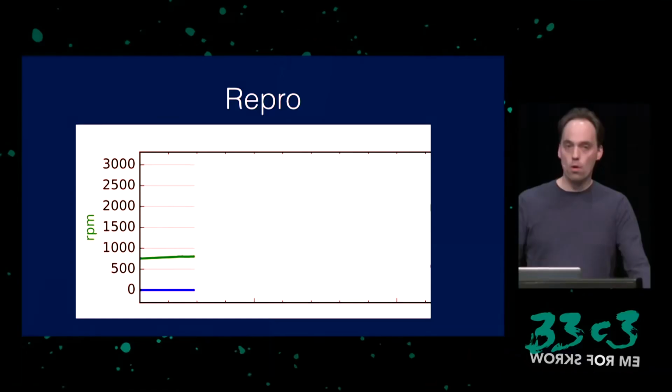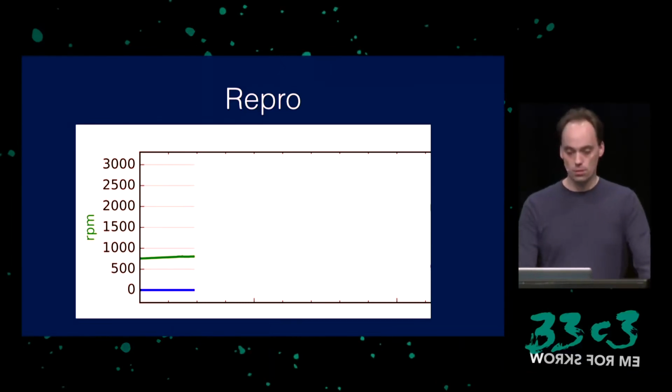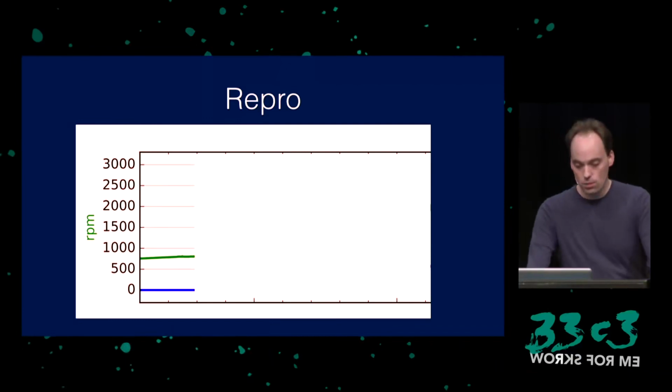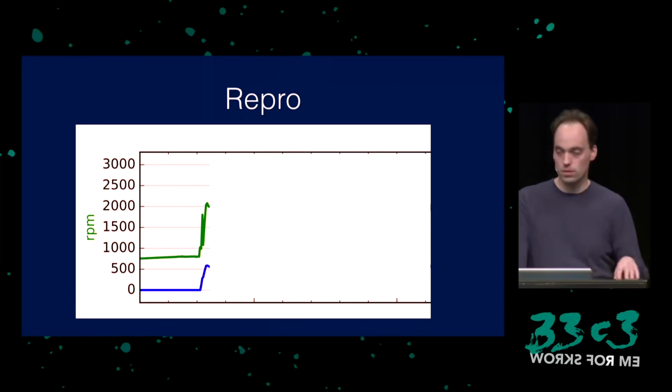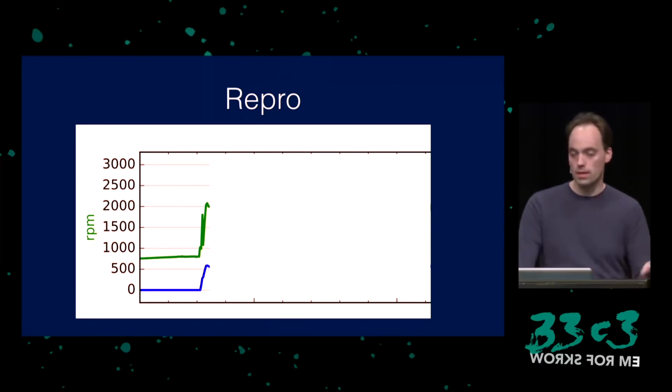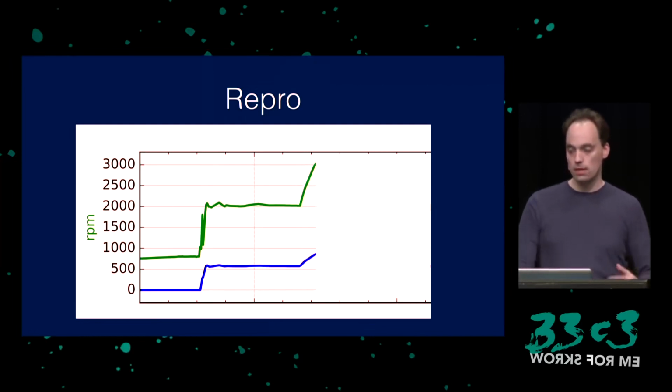So far this was all based on what we saw in the software. So let's see if this translates to something that happens in reality. To repro this, we let a car idle, then we accelerate it to 2,000 RPM. We let it drive there for a while, and then we quickly exceed the load limit by going to 3,000 and then going back.